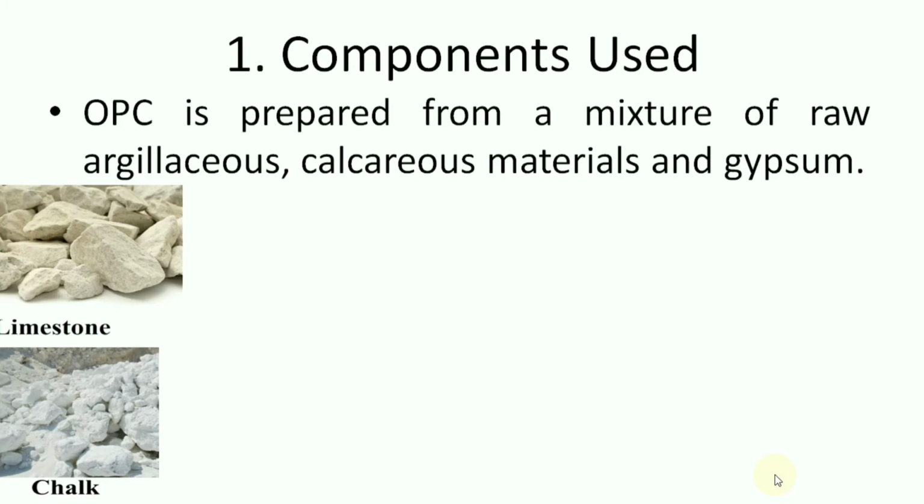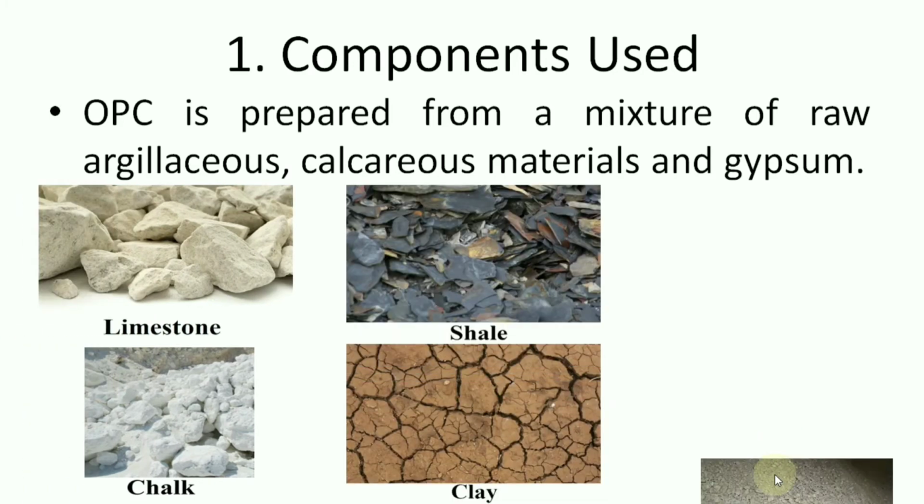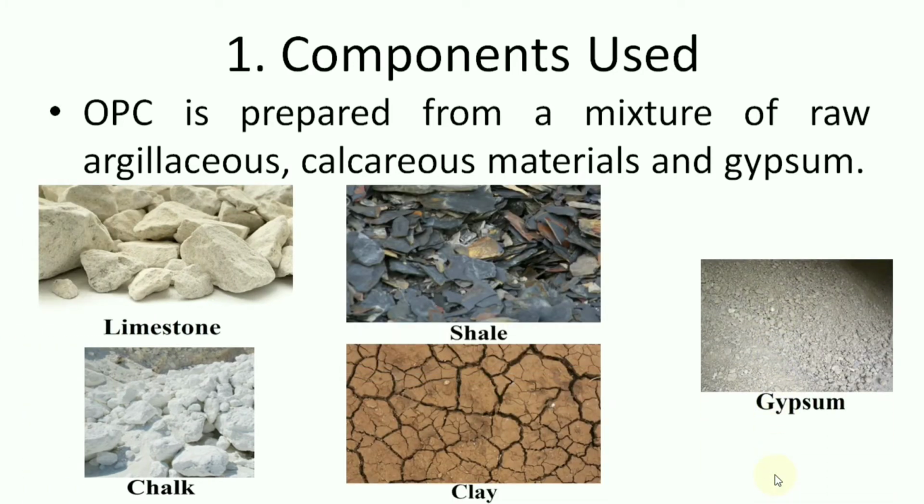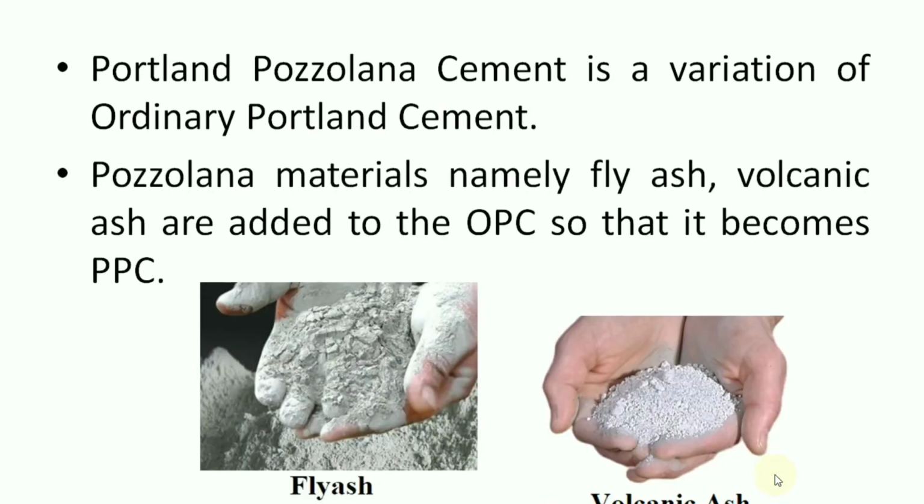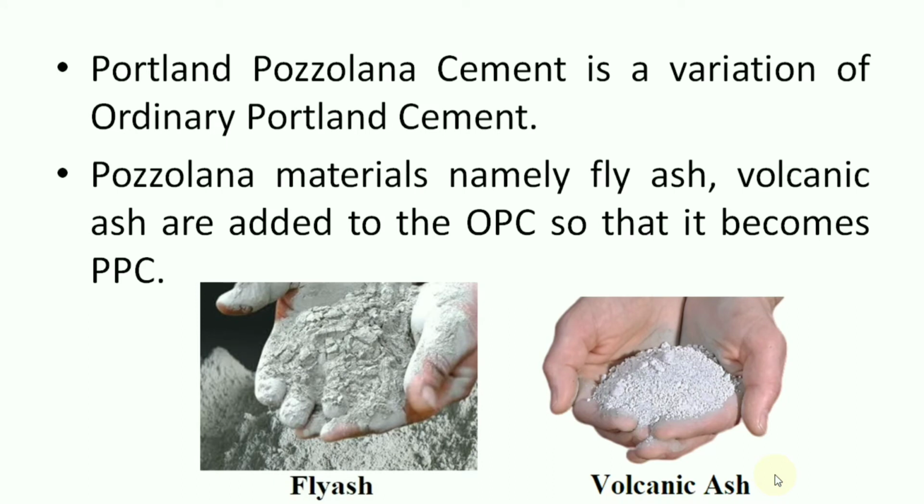Coming to components. OPC is a mix of limestone, shale, chalk, clay, and gypsum. Whereas PPC is a variation of OPC, that is nothing but adding fly ash and volcanic ash to OPC.